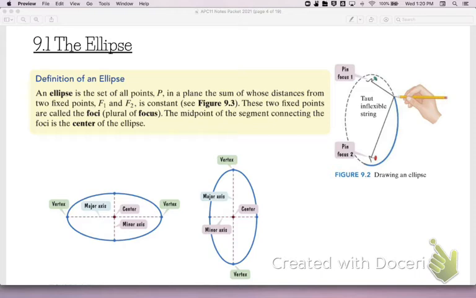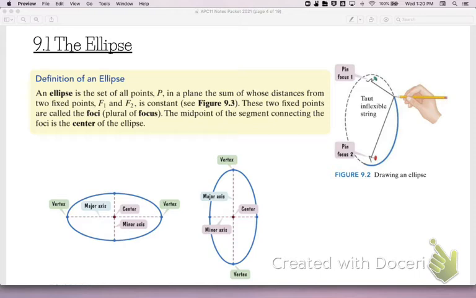Now, here's the very formal definition of an ellipse. As we read through this definition, I want you to think about this diagram over here with the hand, figure 9.2. Think about it this way. If you were to take a string, something that's not stretchy, and attach it to two nails, and then you put your pencil and let the string guide you as you pull away from those nails, you're going to end up drawing what's called an ellipse.